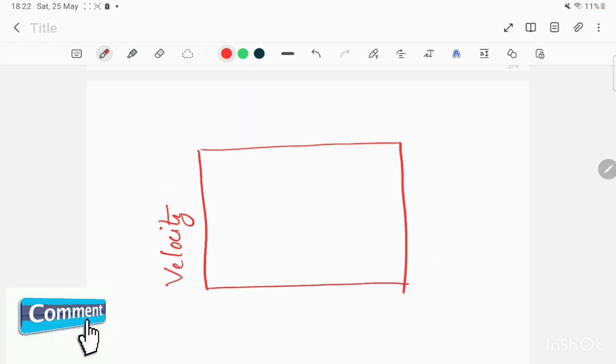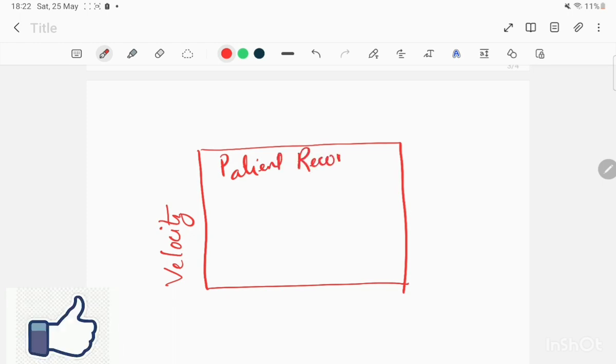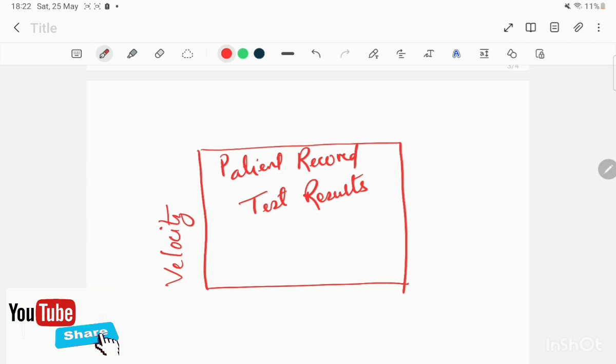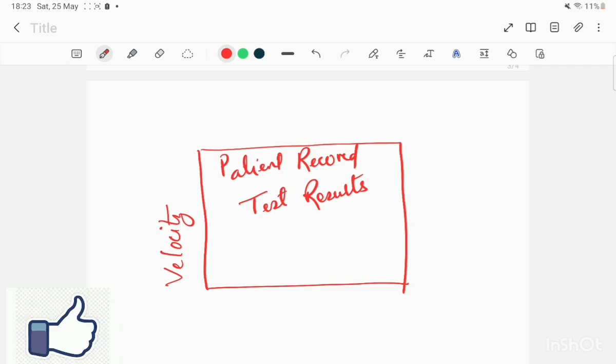The next classification basis is velocity. Patient records and test results are generated at a very high speed, because every minute patients are admitted, somebody will fall sick, they will be admitted, they will be operated on, they will be prescribed medicines, they will be tested for various diagnosis probabilities. So there will be patient records and test results created at a very high speed, which attributes to the velocity of big data.